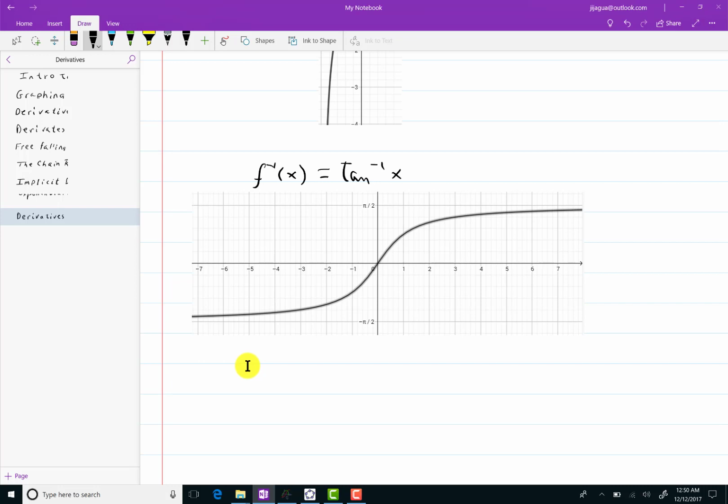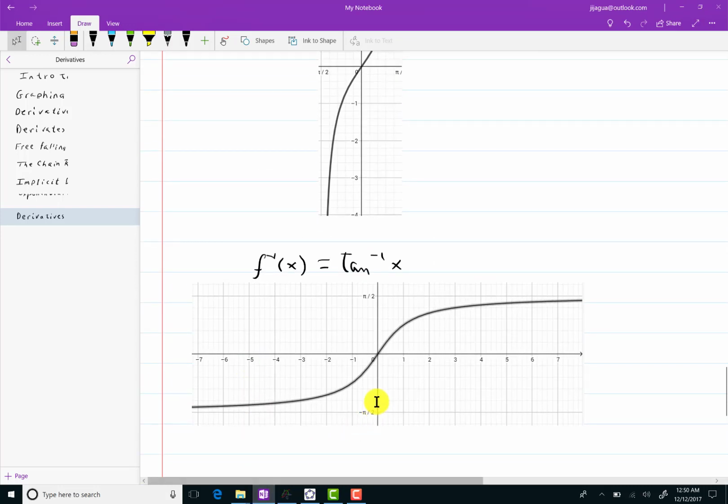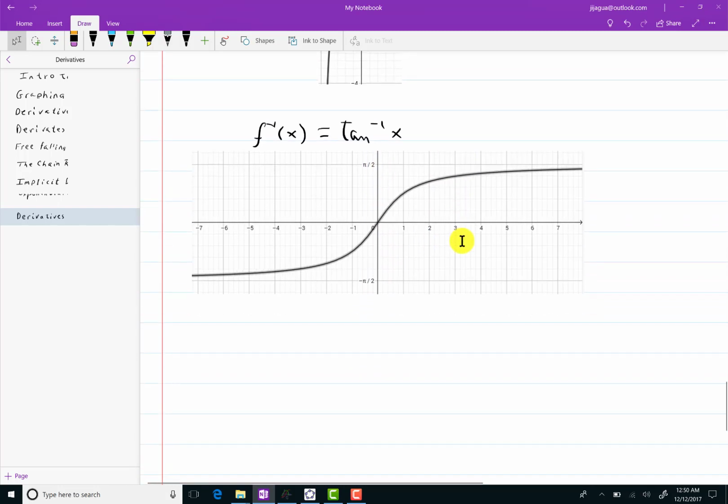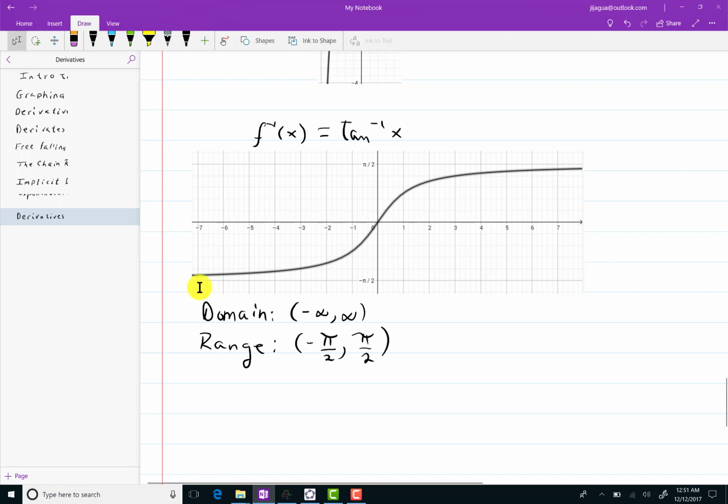And you can see that my range is negative pi over 2 to pi over 2, just like the domain of the original function. So let's write that down. Domain, let's write the range, but the domain is negative infinity to infinity, which matches the range of the original. And the range, as I said, was negative pi over 2 to pi over 2. The horizontal asymptotes are, as I said, HA. This time they are y equals plus and minus pi over 2.